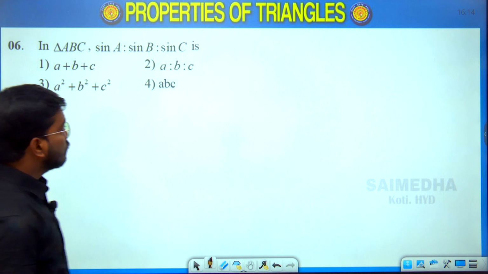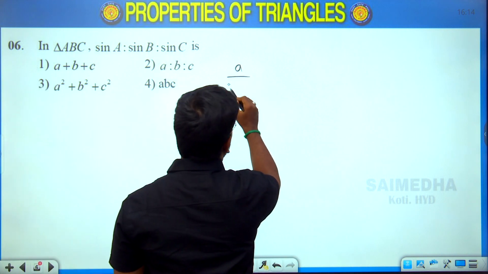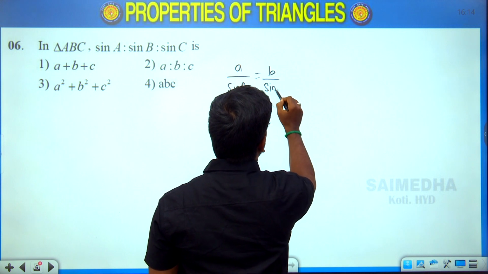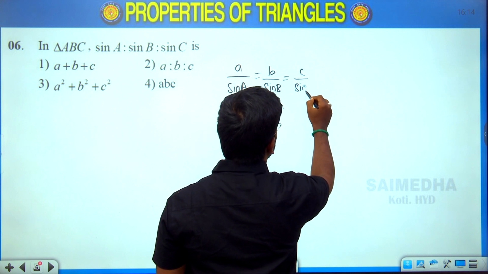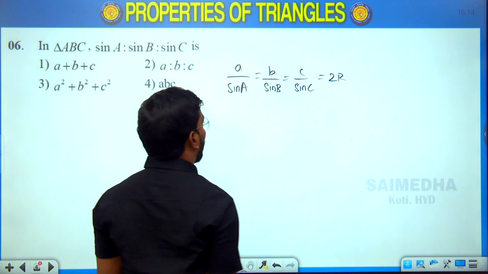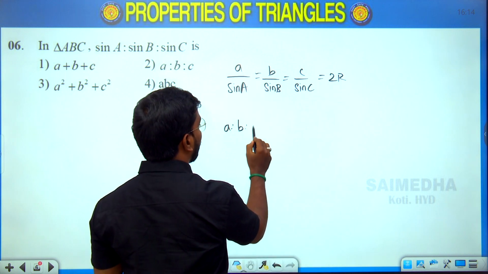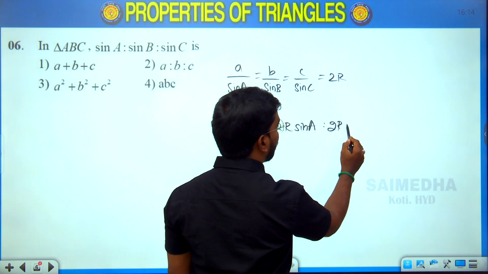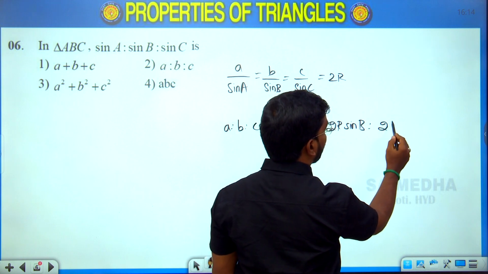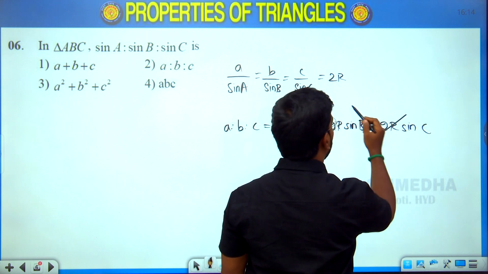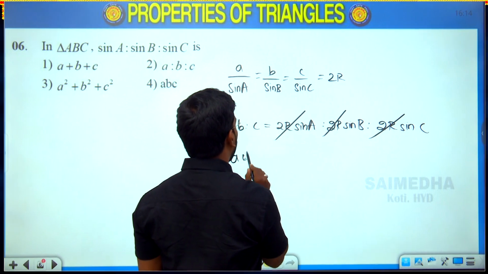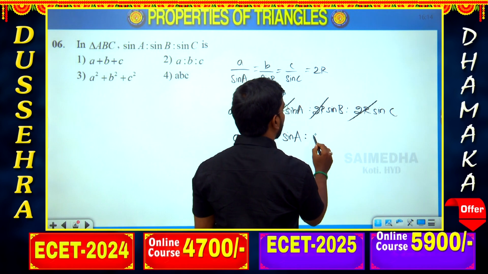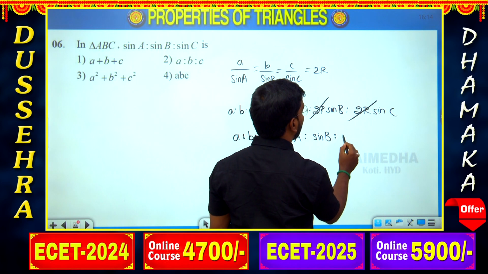In triangle ABC, sin A is to sin B is to sin C equals to, we know the formula: A by sin A is equal to B by sin B is equal to C by sin C is equal to 2R. Where A is to B is to C will be written as 2R sin A is to 2R sin B is to 2R sin C. In ratios, the constant term will be cancelled, then A is to B is to C is equal to sin A is to sin B is to sin C.